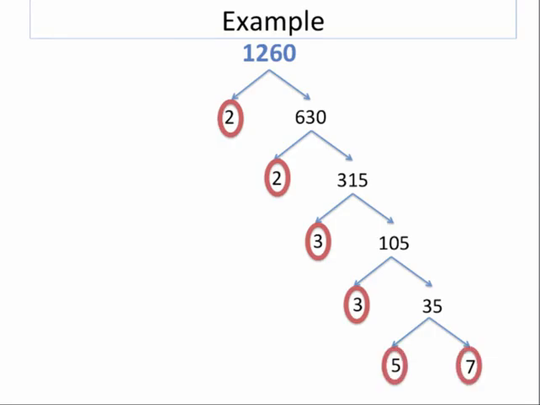So even though we have a larger number, we can break them down quite easily as long as we know our first couple divisibility rules. So 1260 breaks down nicely into 2 squared times 3 squared times 5 times 7.